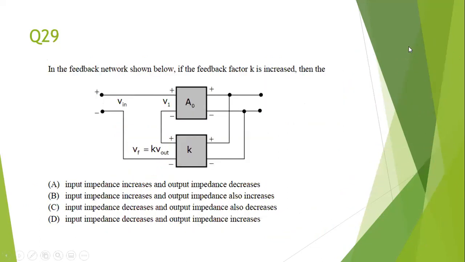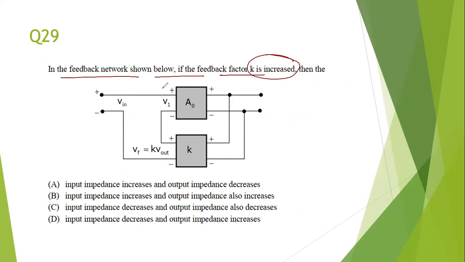Now what's question number 29, my dear students? In the feedback network shown below, if the feedback factor K is increased, then what will happen?